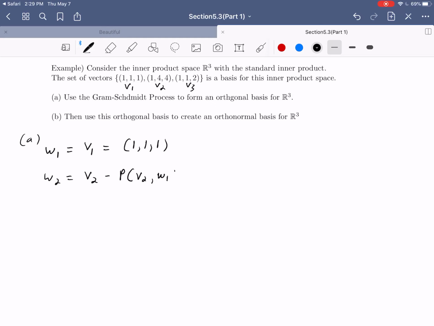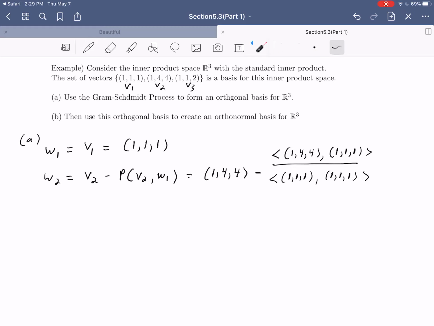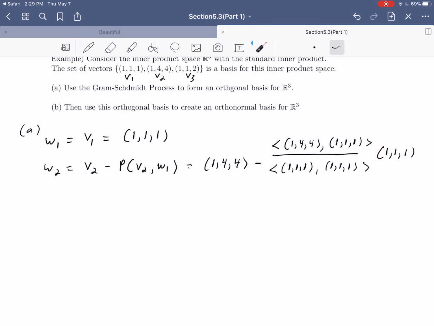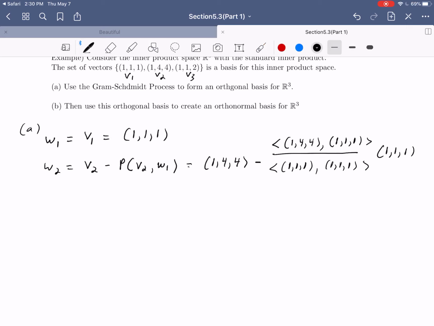V2 onto W1. V2 is (1,4,4), and we're going to subtract the inner product of (1,4,4) with W1, which is (1,1,1), divided by the inner product of (1,1,1) with itself. That will be our scalar amount, and we will multiply it onto the vector (1,1,1), which is the W1 vector.